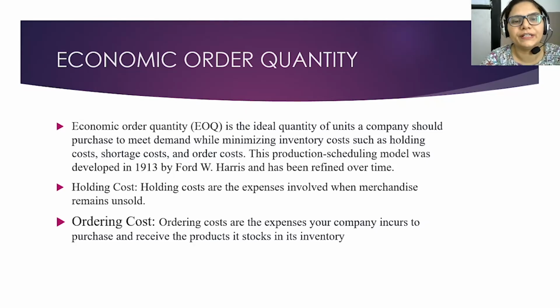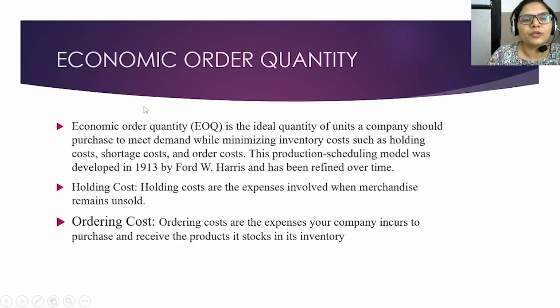Economic order quantity is the ideal quantity of units a company should purchase to meet demand while minimizing inventory cost such as holding cost, shortage cost, and order cost. This production scheduling model was developed in 1913 by Ford W. Harris and has been refined over time.